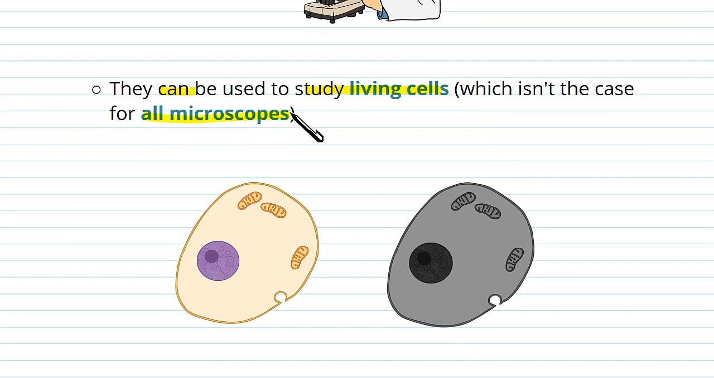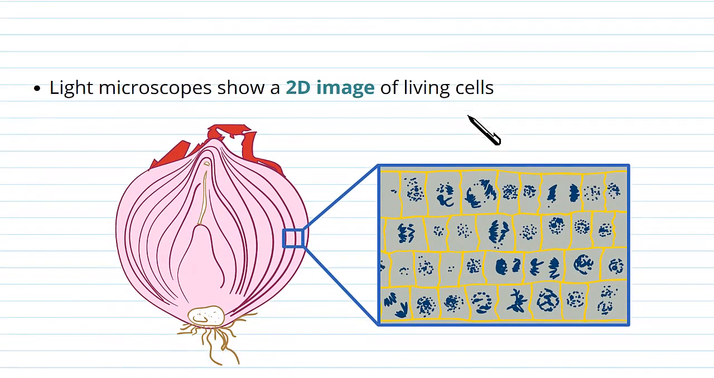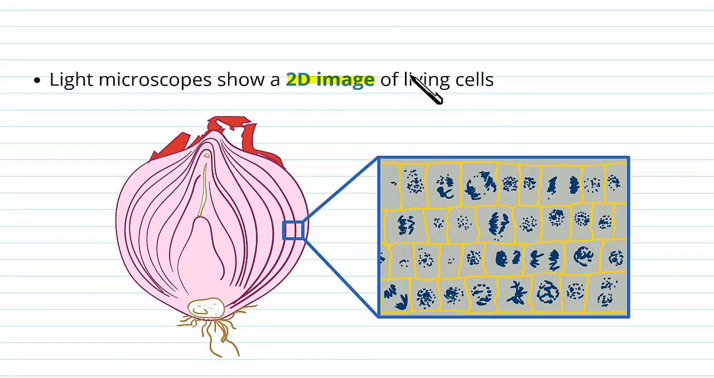Some microscopes have to kill the cells before they can view them, but in the light microscope case, if you've prepared a specimen quite recently, that cell might still be alive, and so we can see it actually performing processes in real time. The light microscopes show us a 2D image of the living cells. So obviously you have to remember that cells aren't just squares or circles on a piece of paper. They're 3D objects, often in the shape of 3D shapes like polygons or cubes. So you have to be aware that this is just taking a slice through a 3D network.